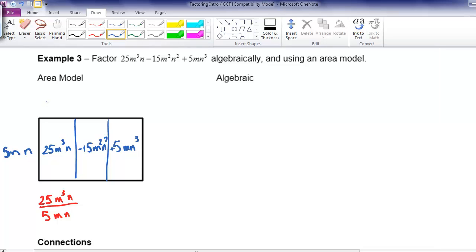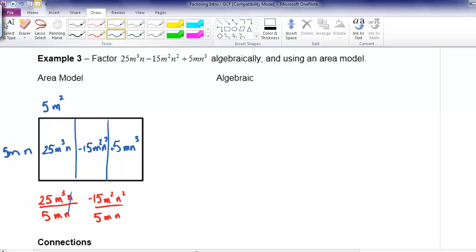Well, 25 divided by 5 is 5. I have m cubed over m, so I have m times m times m on top and one m on the bottom. So one m cancels out, I'm left with m squared, and my n's cancel out. So there's my first little thing. And then I go ahead and do the exact same thing. I have negative 15m squared n squared divided by 5mn.